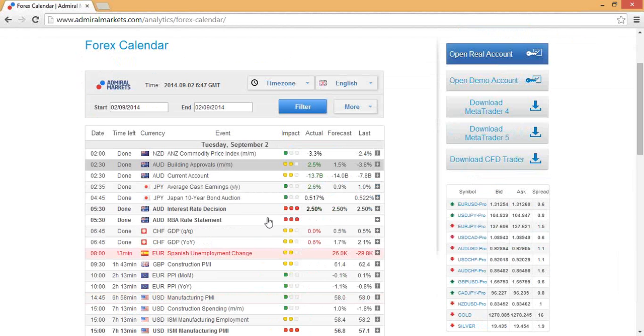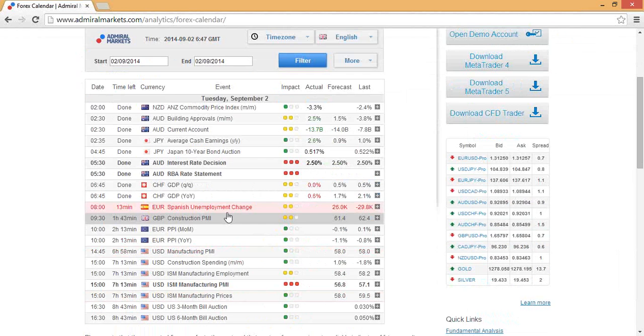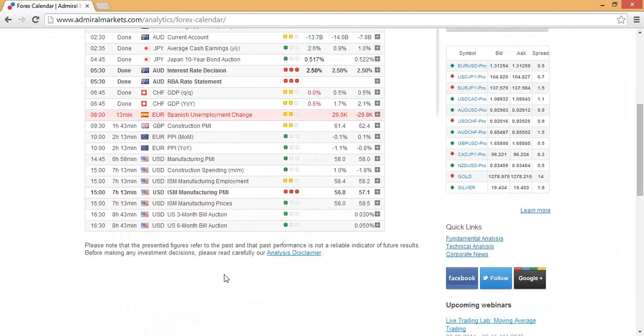We got Spanish unemployment rate change and pound PMI, dollar PMI today. But of course, obviously, the euro interest rate could even go lower on Thursday. Pound interest rate and Friday NFP are the bigger news events this week.